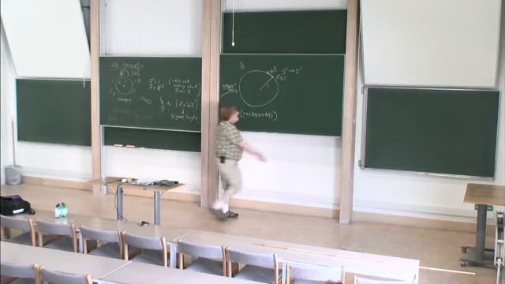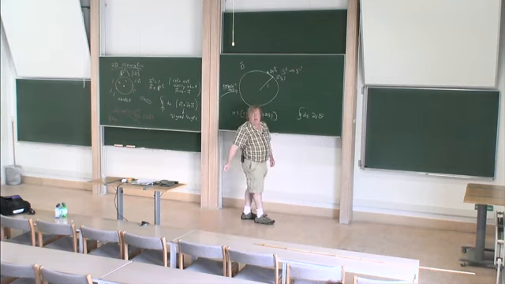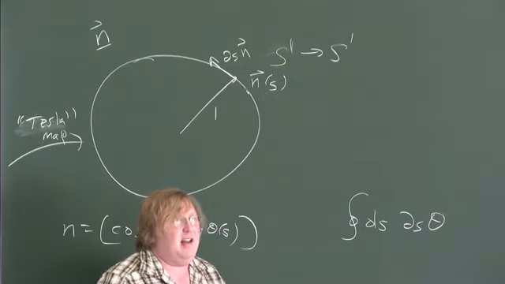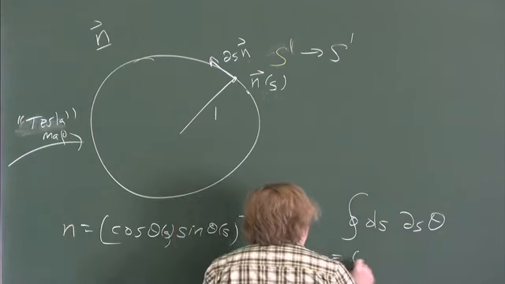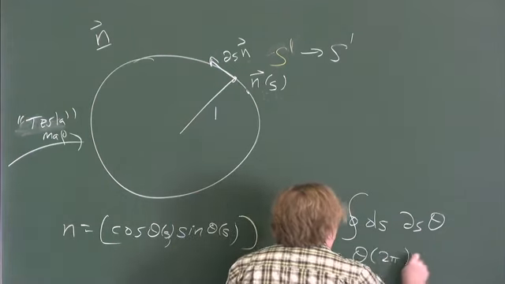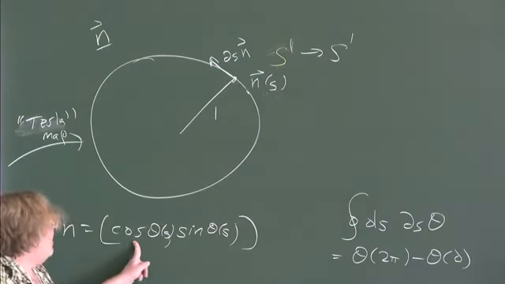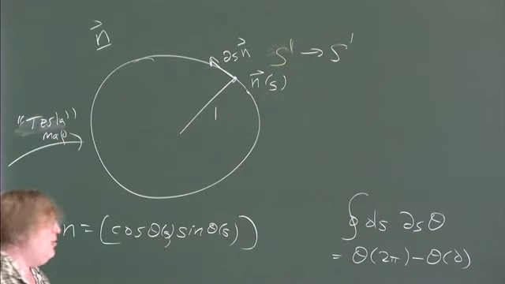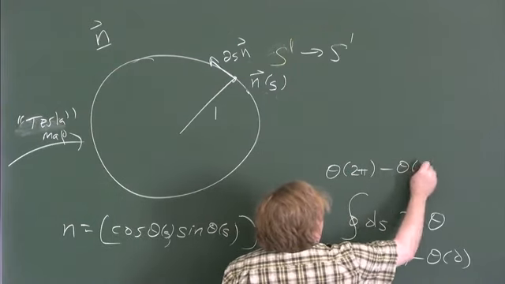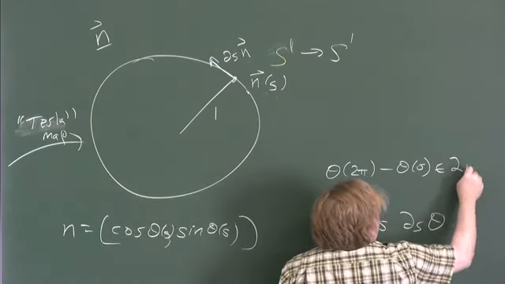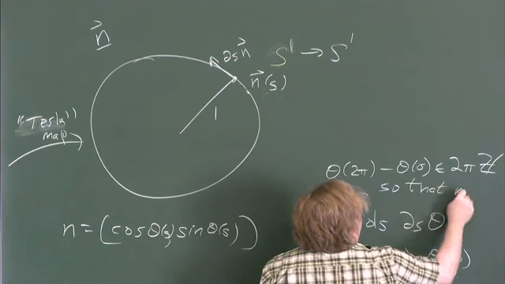Right? I could just integrate ds theta. By doing that, it's clear that it's picking up only the net change in theta. This is telling me, say, theta at 2 pi minus theta of 0. Because n has to be single valued, theta has to change by a multiple, right? Theta of 2 pi minus theta of 0 must be an element of 2 pi Z, so that n is single valued.